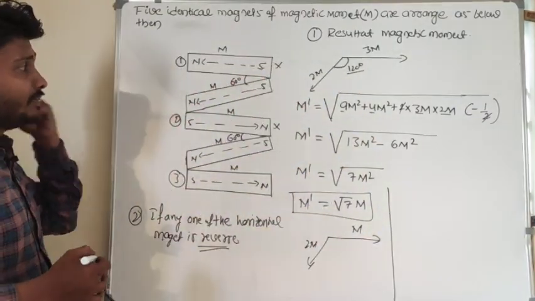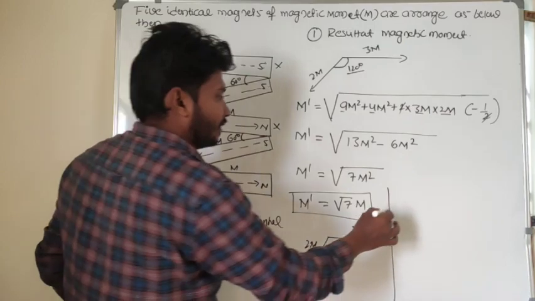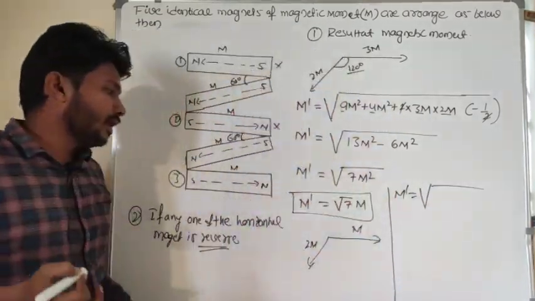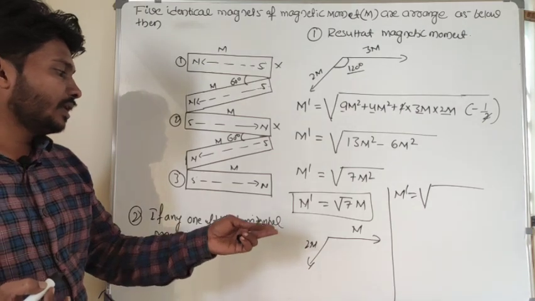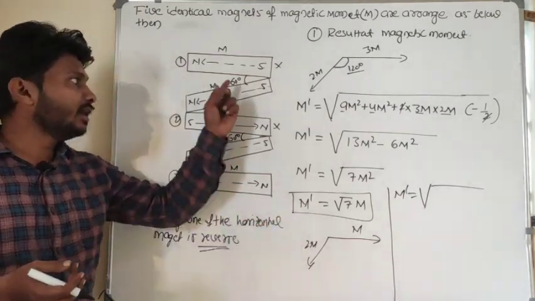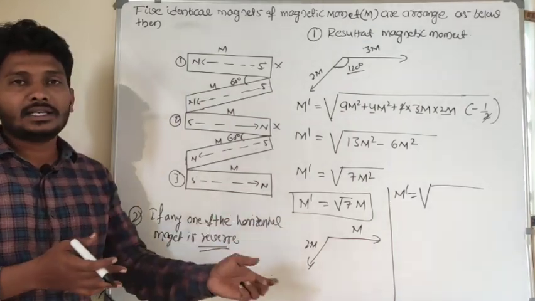The angle between them is 120 degrees. Do that calculation here by yourself. M dash is equal to m squared plus 2m squared plus 2 times m into 2m into cos of 120 degrees. You will get that answer if any one of the magnets is reversed.